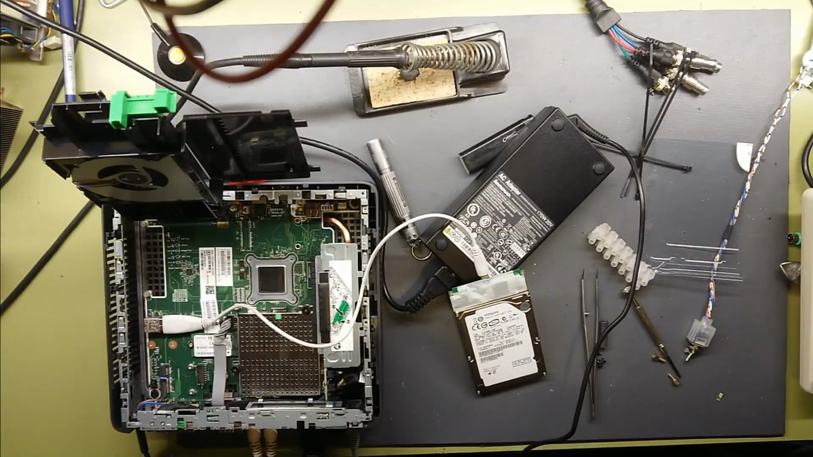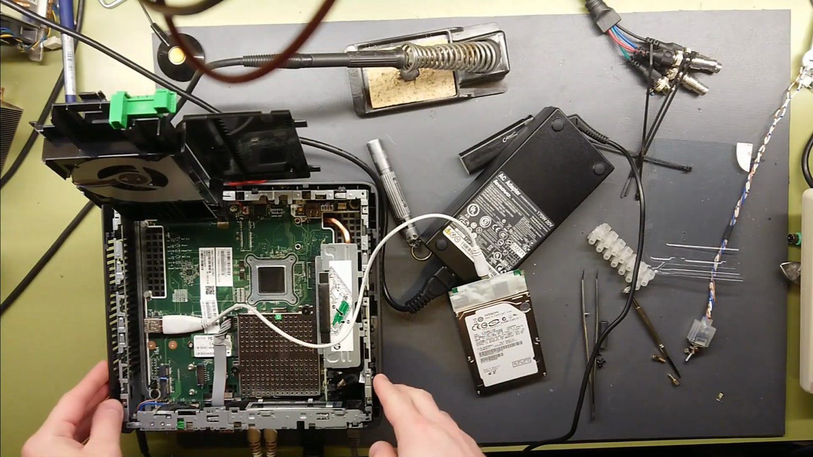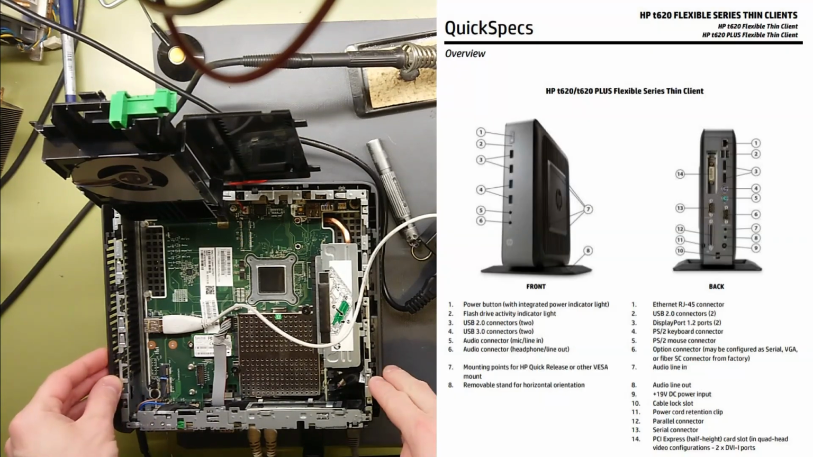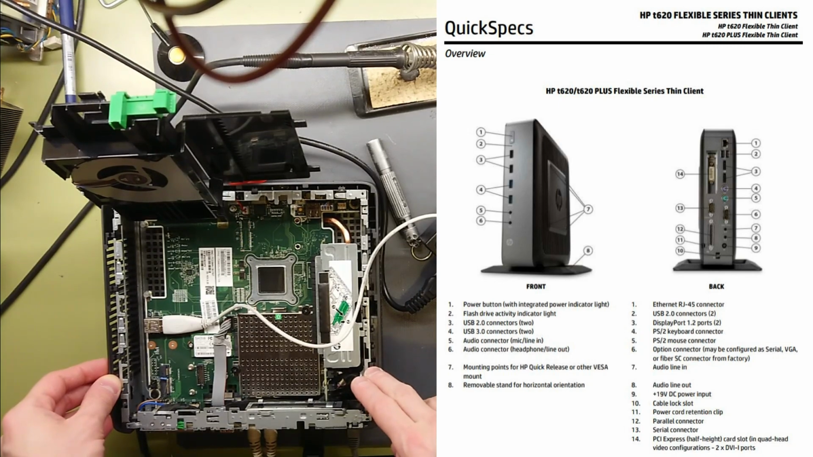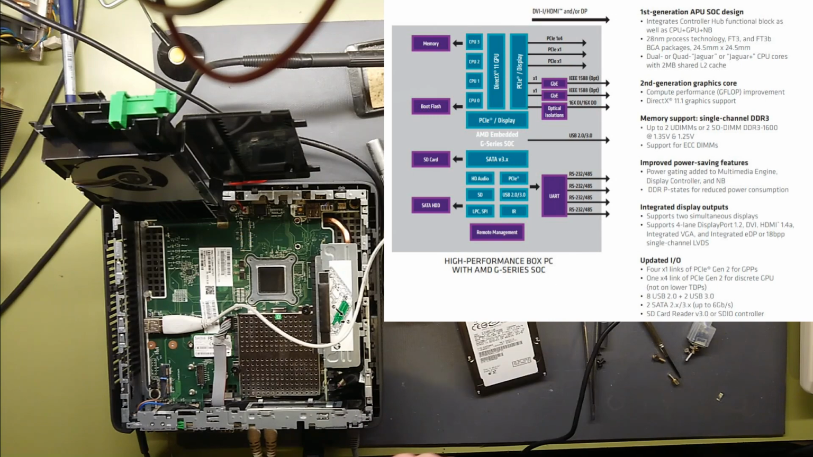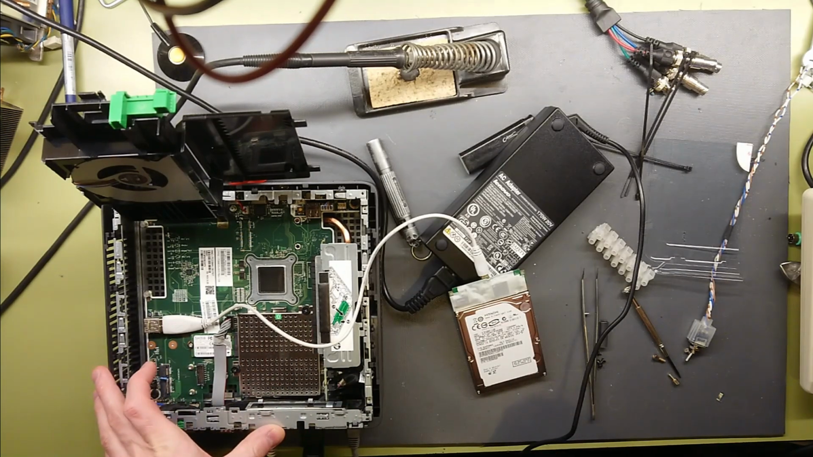Little project time. Now this is an HP T620 thin client. It is a 2 GHz AMD processor with 2 GB of RAM, and it has a 16 GB solid state disk from SanDisk sitting right here.